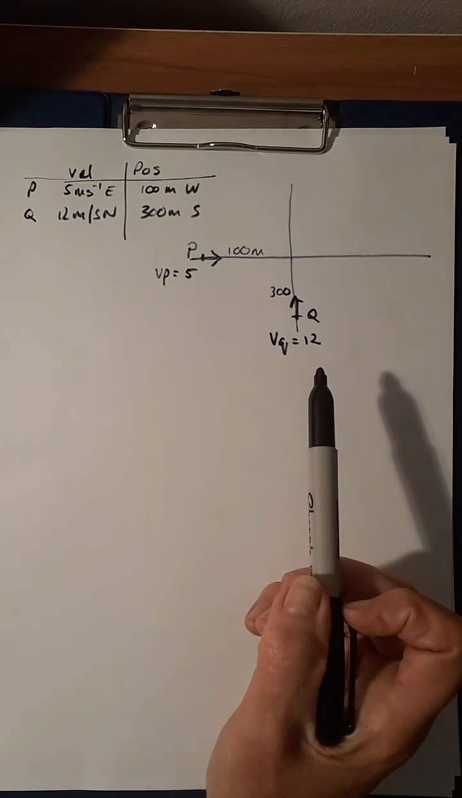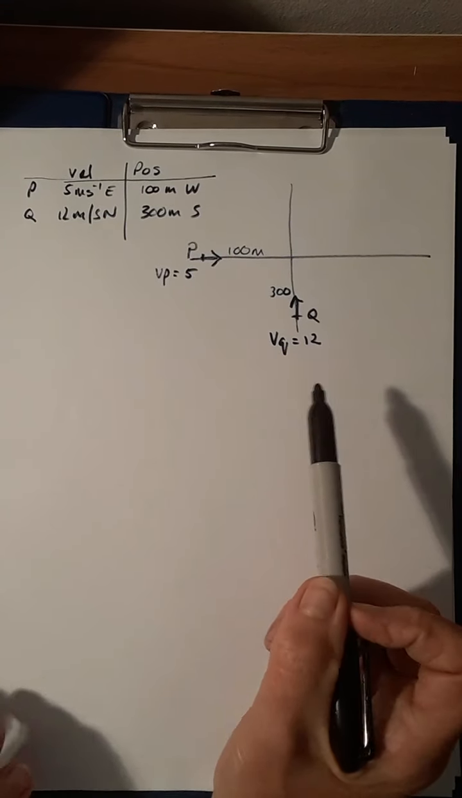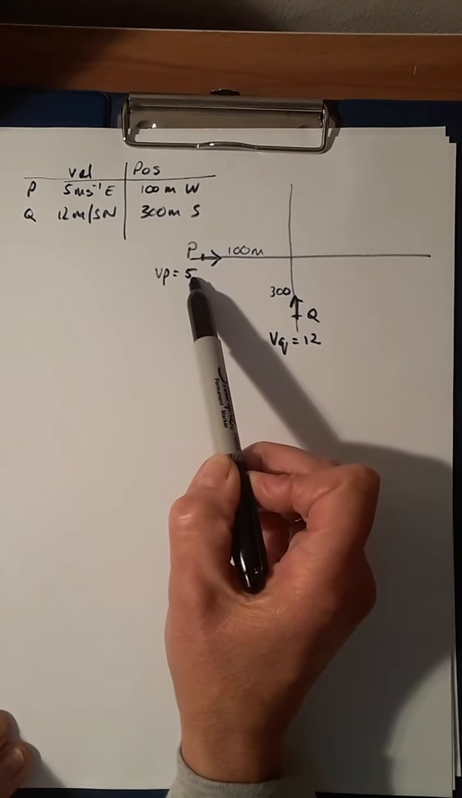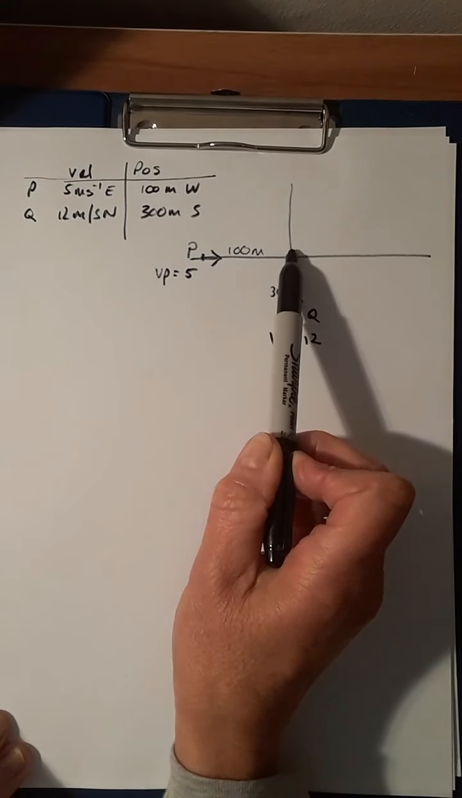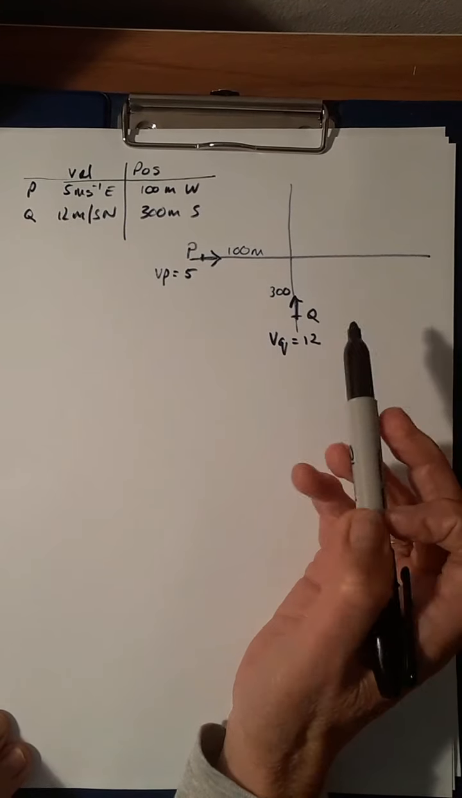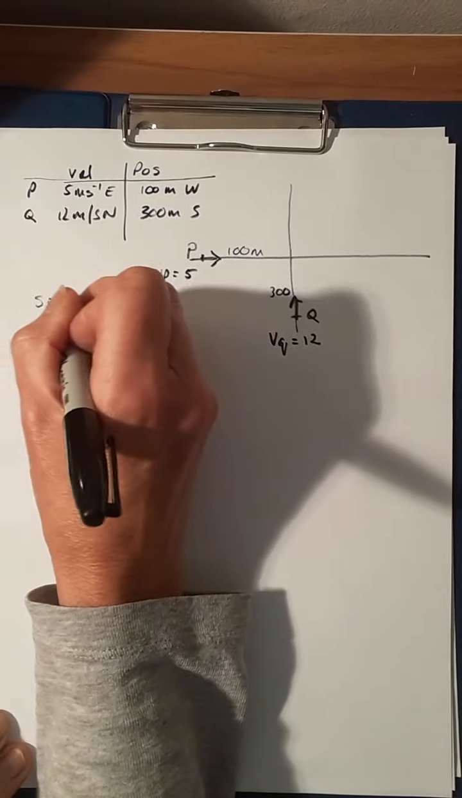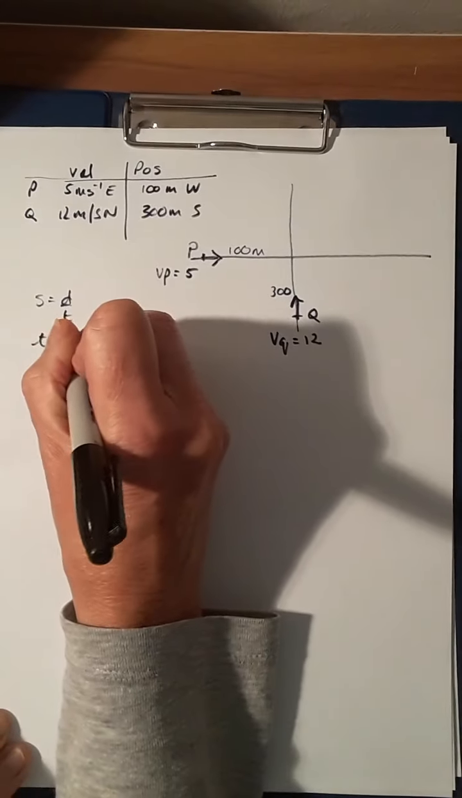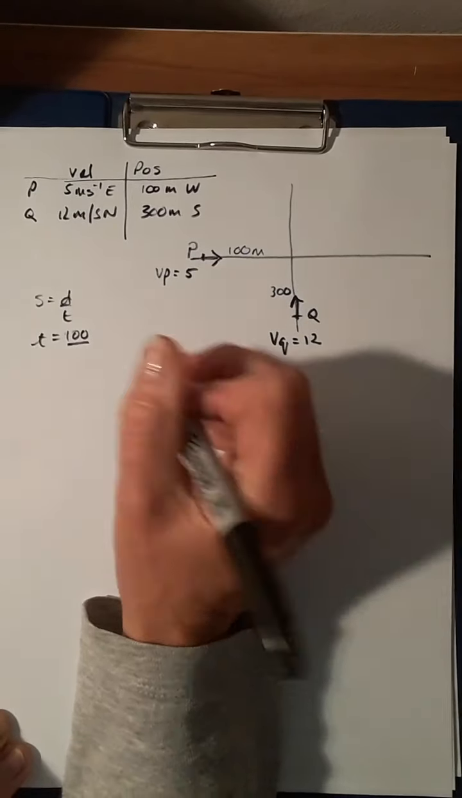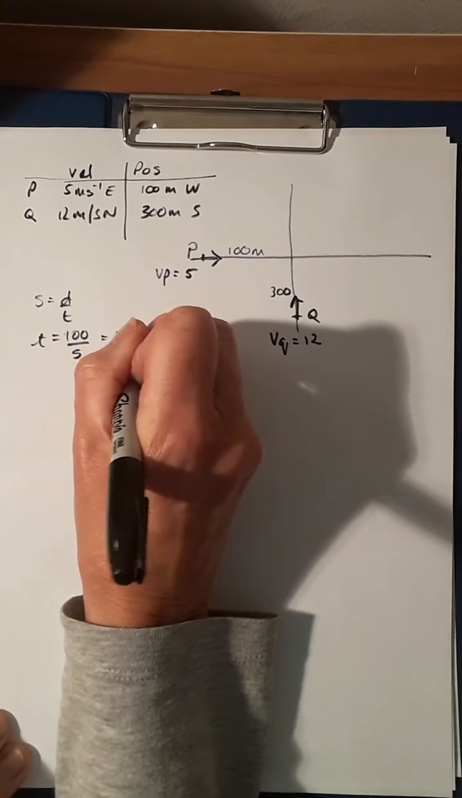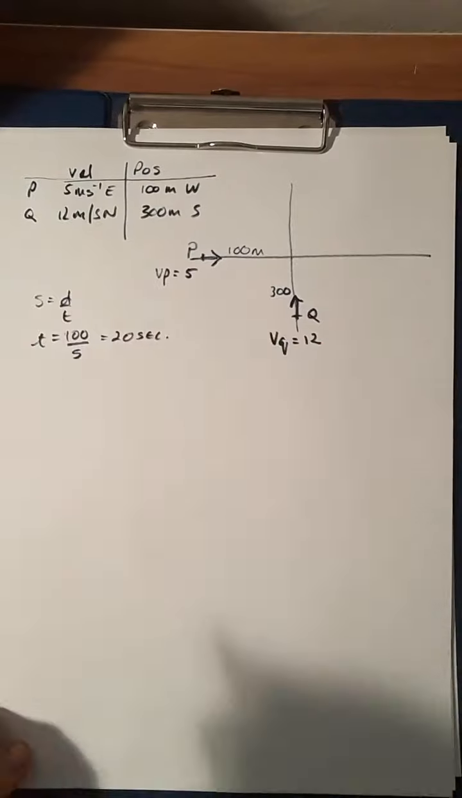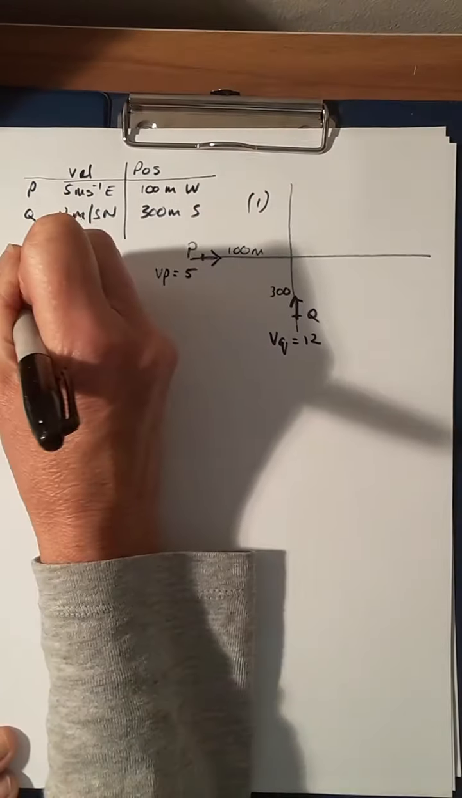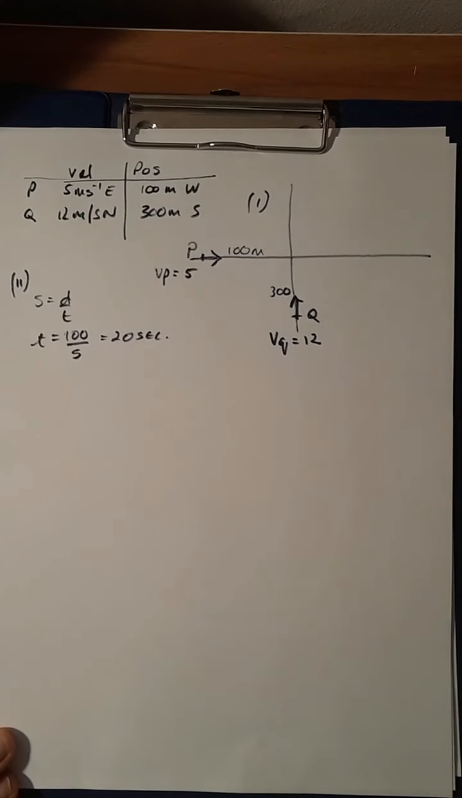The second part says, how long does it take P to reach the junction? P is 100 meters from the junction, travelling with a speed of 5. Remember, speed is equal to distance over time, so time will be equal to distance, which is 100, over the speed, which is 5. So it takes 20 seconds to get to the junction. That's part 1, the diagram, and part 2, how long it takes P to get to the junction.